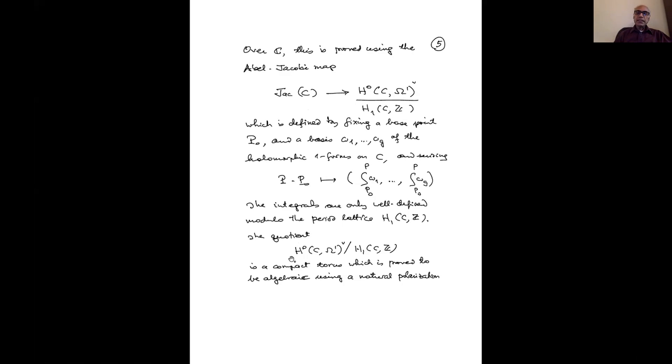This object here is a compact torus, but not every compact complex torus is algebraizable. In this case it is. And that's a theorem that comes from the fact that there exists a natural polarization that comes from a cup product on C. So you need to use the geometry of C to show that this actually is an algebraic torus. That's how you show the Jacobian, at least over C. There are more abstract ways to show it over other fields.